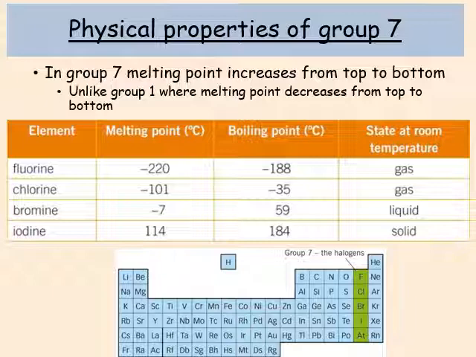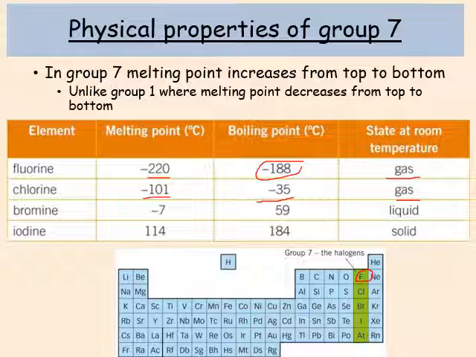So fluorine has a melting point of minus 220 degrees C, but it has a boiling point of minus 188, so that's very cold. So at room temperature, it is a gas, because melting point, remember, means when a solid is turned into a liquid, and boiling point is when a liquid turns into a gas. Chlorine's melting point is minus 101 degrees, and its boiling point is minus 35. So at room temperature, it is also a gas.